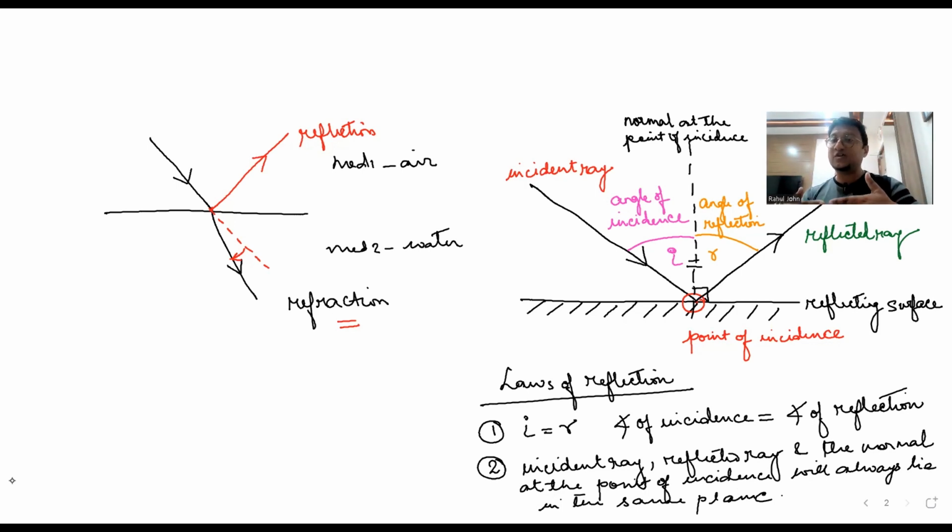So these are the two laws of reflection. First, the angle of incidence will be equal to the angle of reflection. And second, the incident ray, the reflected ray, and the normal at the point of incidence will lie on the same plane. So I hope we are clear till here.